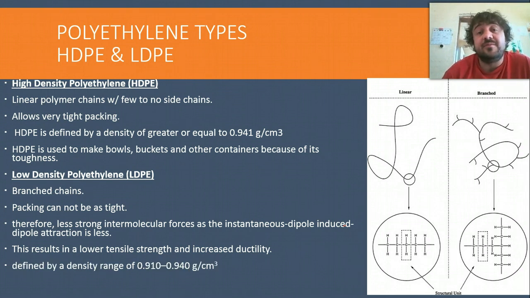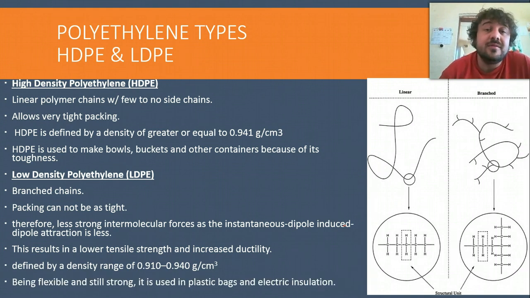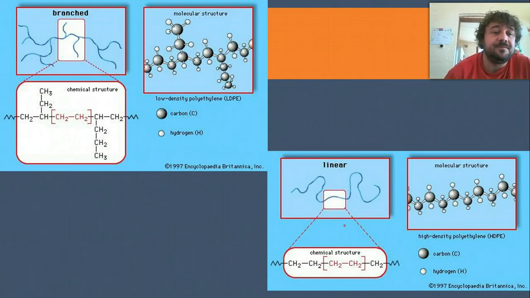So it's got a density of between 0.91 and 0.94 grams per centimeter cubed. And it's flexible, still strong, not as strong as high density polyethylene, but strong, so we use it for plastic bags, electrical insulation, anything that needs to be drawn, like a wire. Your cling film is always low density polyethylene.